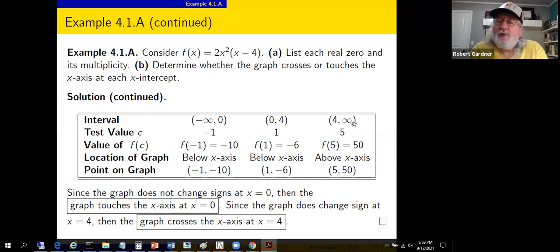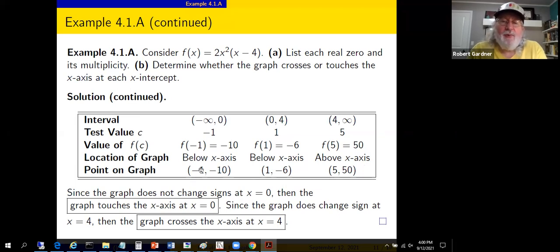The next interval, 4 to infinity. Pick your favorite number, pick a small one, pick 5. Plug it into the function. Looks like we get 50 out, positive 50. It's the plus that matters. If you get a positive value out at that point, then you're going to get positive values out at all the points in that interval, because the graph must be above the x-axis on that interval.